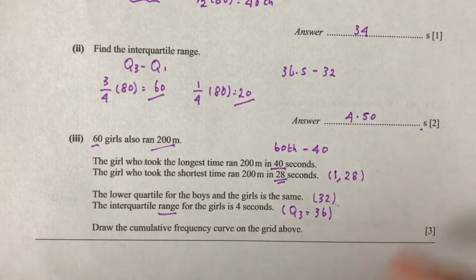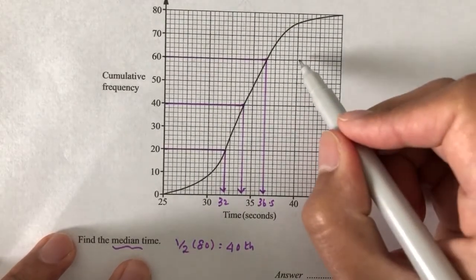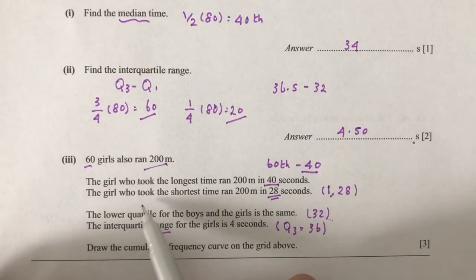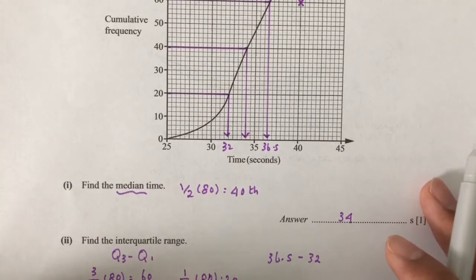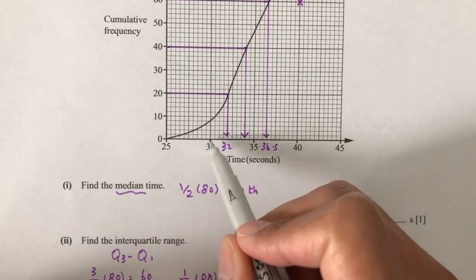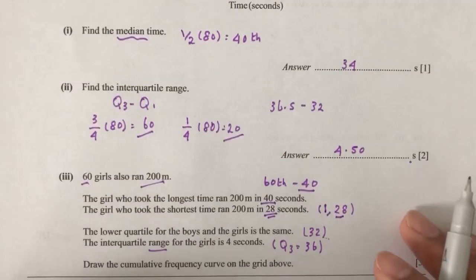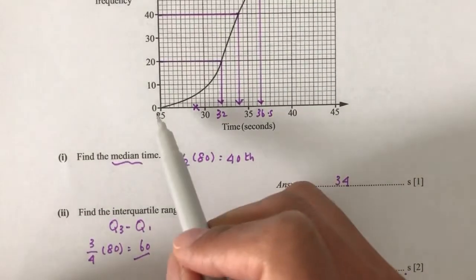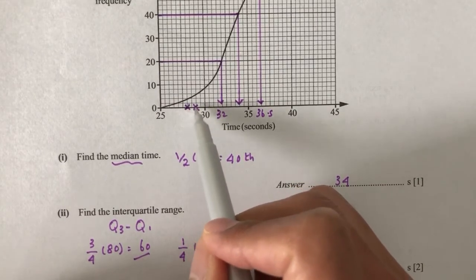Now draw the curve for the girls. So first point, it says the longest time is 40, so the 60th value will be 40. That's the first point. Now it says the first girl took 28 seconds, so the first value will be here. Am I wrong? So it's 26, 27, 28. It's here actually. I made a mistake.